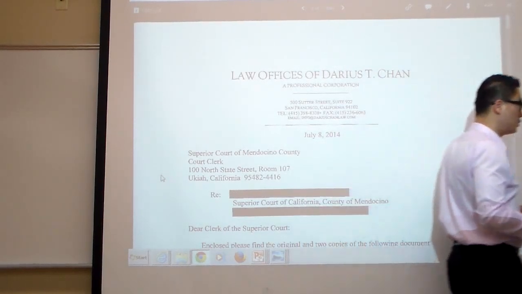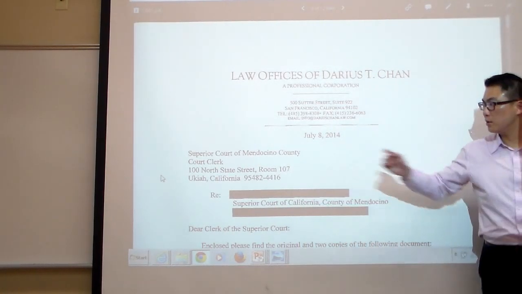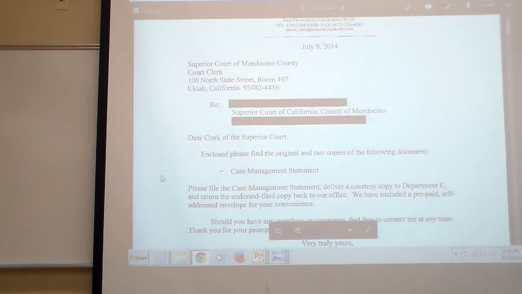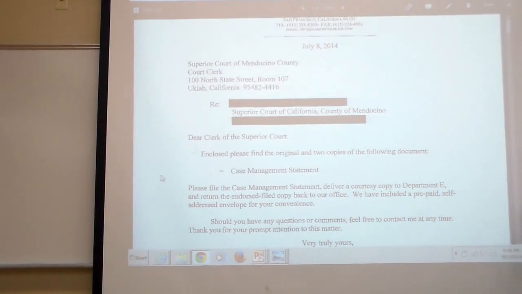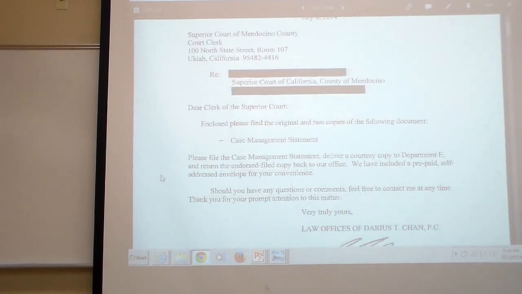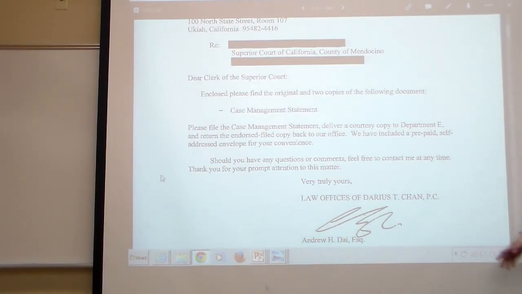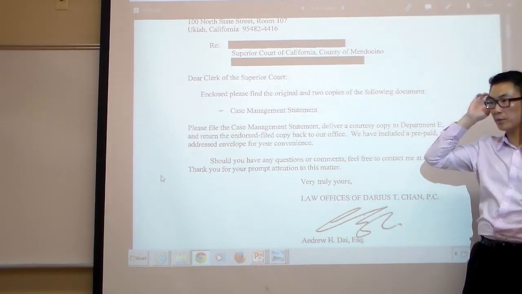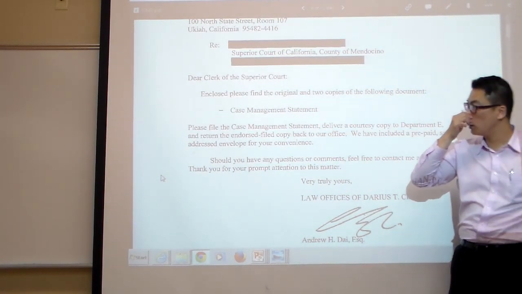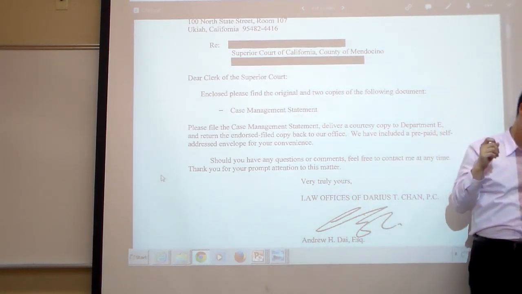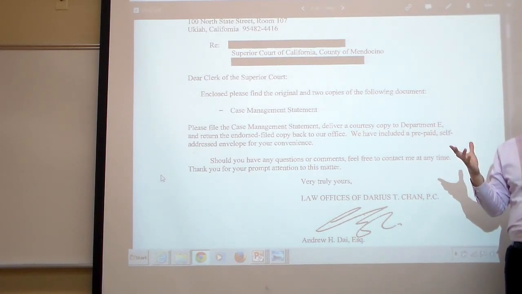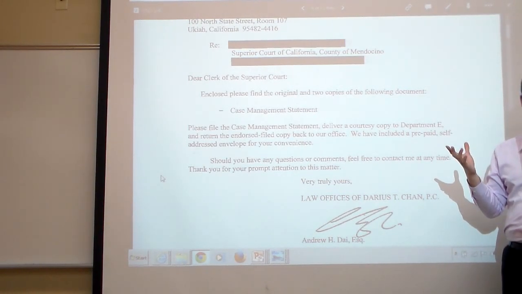In this case, we have this case in Mendocino County. There's no way for me to drive up there to file this and come back. And my client is not going to pay for my time for this. So what I did is we sent in the original and two copies of the document. Okay? Why do you think I need this many copies? In case one gets lost in transition. Ah, good point.